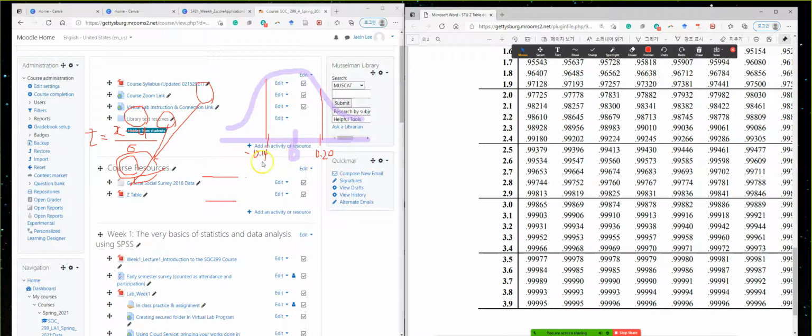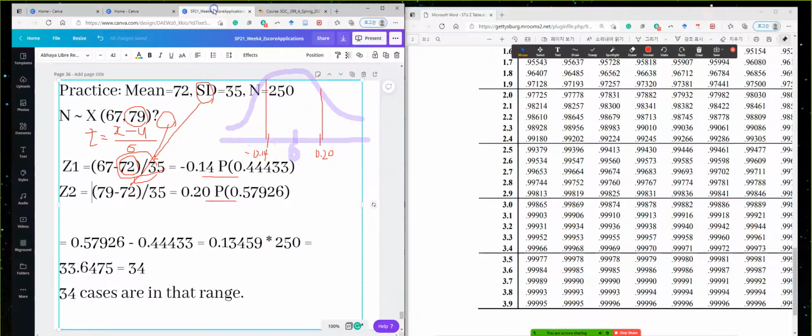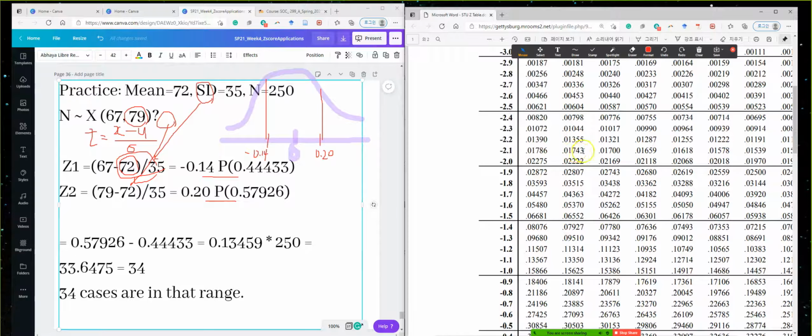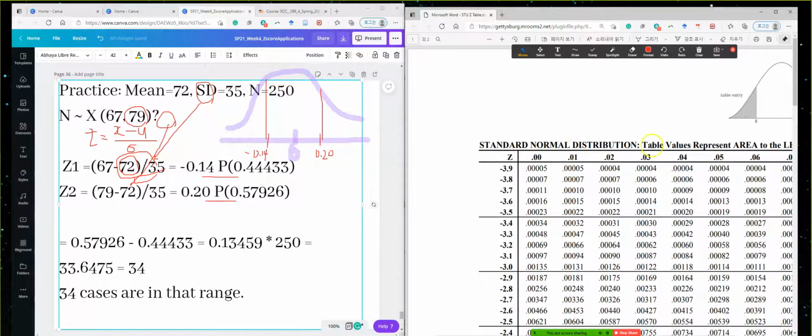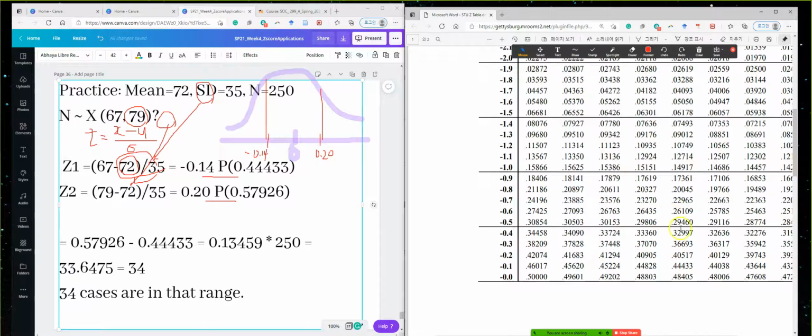Okay. So let's find the proportion below. Negative 0.14. So here, negative 0.1. So 0.1 is here, right? And then it should be 4. So 4 is the first, second, third, fourth, fifth column. And then come here, the fifth column is here. So negative 0.1 and 1, 2, 3, 4, 5. This number. So this number is the area. Okay. Negative 0.14.